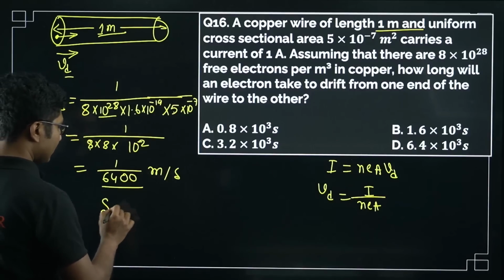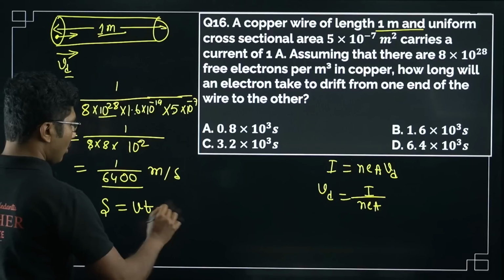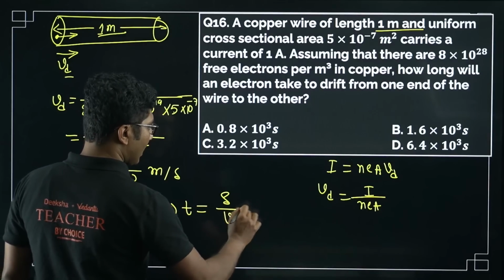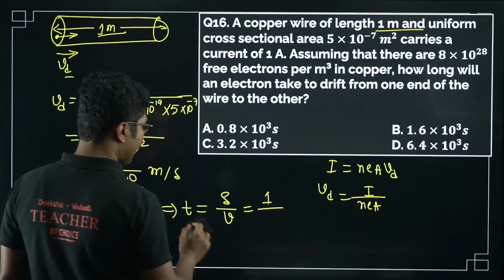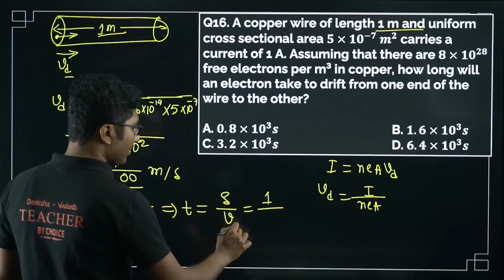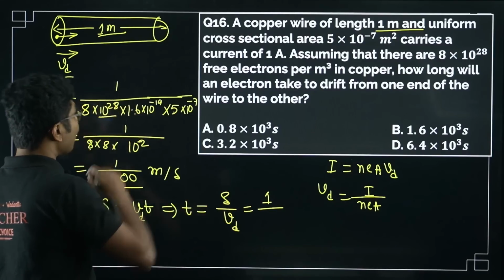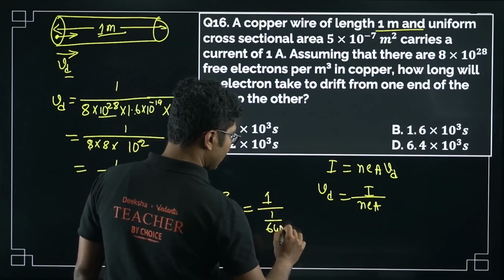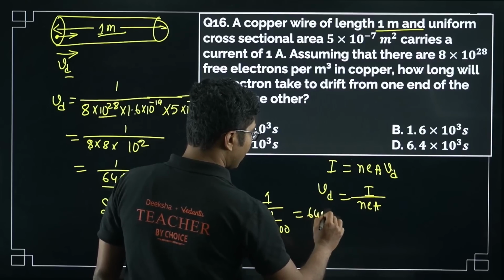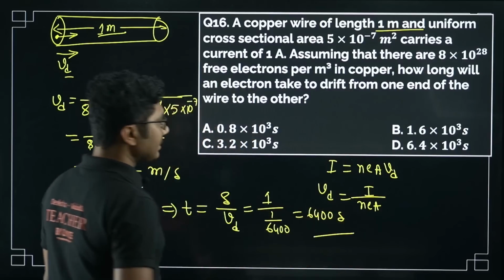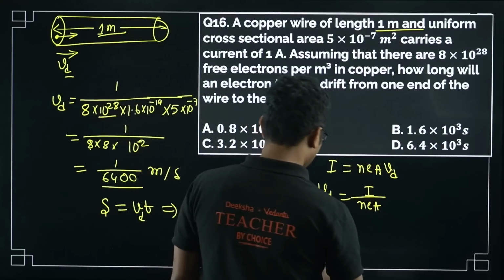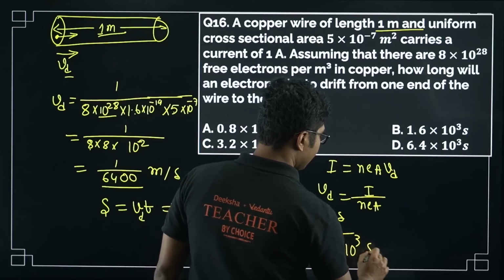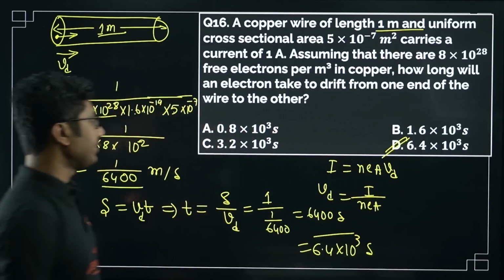So S equals V t, or t equals S by V. S is 1 meter, the length, and here obviously V is the drift velocity, 1 by 6400, so you get 6400 seconds, or you can write it as 6.4 into 10 to the power of 3 seconds. Correct answer is option D.